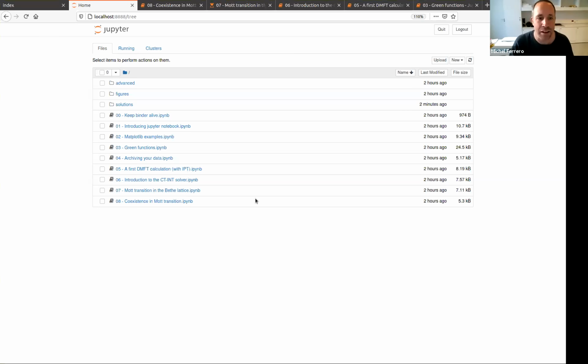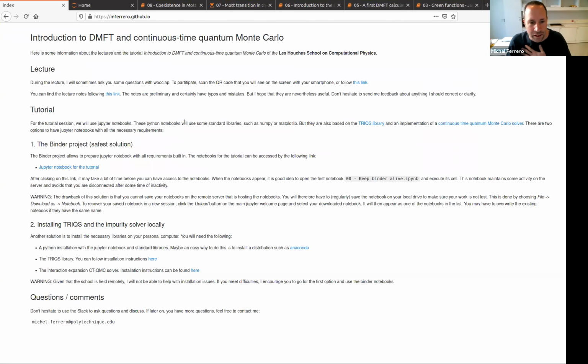So let me share my screen just to show you again how to get to the notebooks for the tutorial. So I should be sharing my browser. I hope you see it. There's basically two options to get the notebooks.